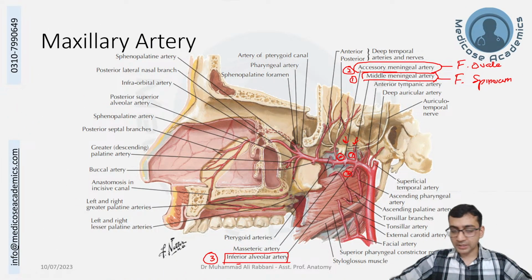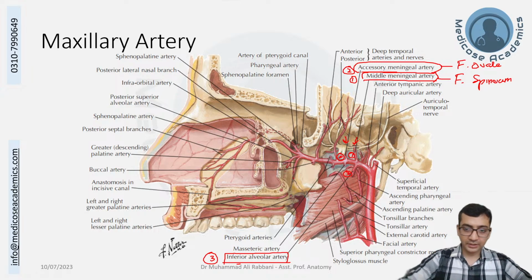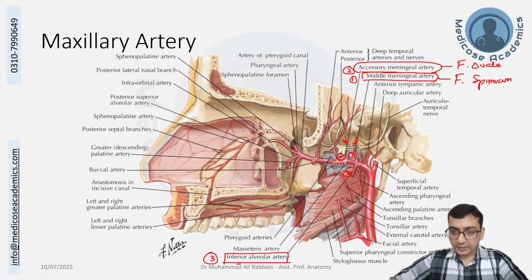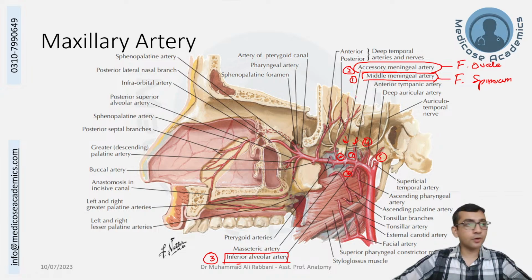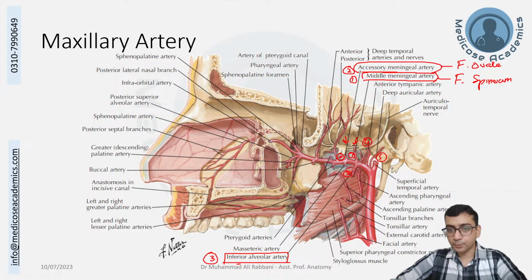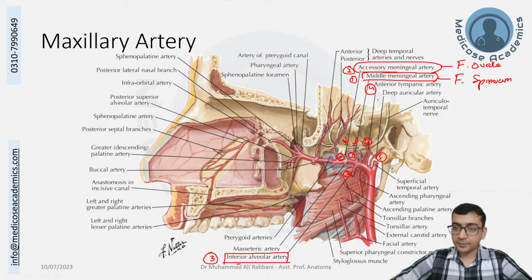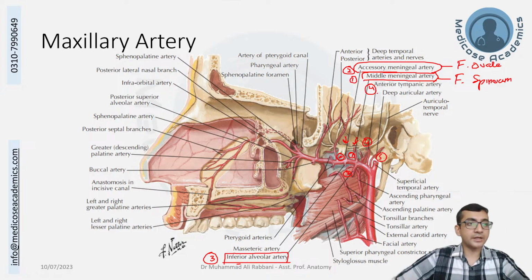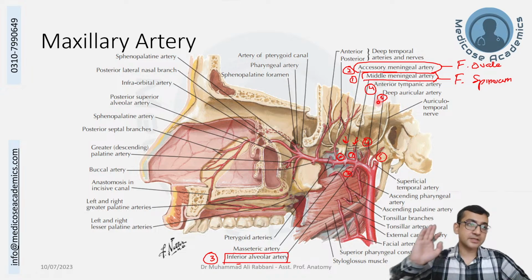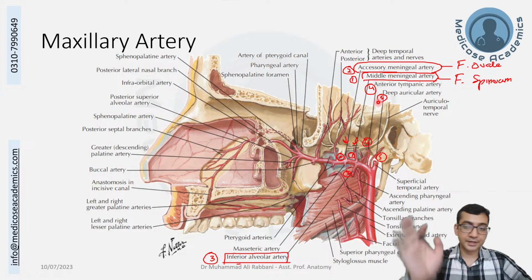And then we are left with two branches, branch number 4 and 5. These are the branches that will go to the ear. One will go to the anterior aspect of the eardrum, one will go to the posterior aspect of the eardrum. The one going to the anterior will be the anterior tympanic artery, because it is going to the anterior aspect of the eardrum. The one going to the posterior aspect has a slightly different name, the deep auricular artery. It is present deep in the external auditory canal, the external auditory meatus.